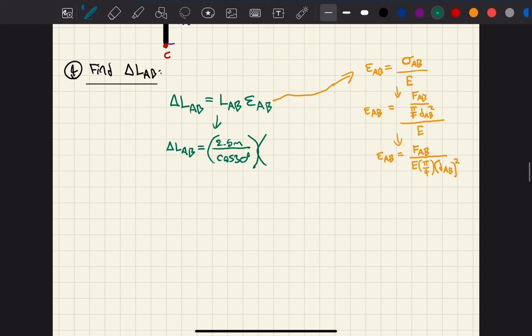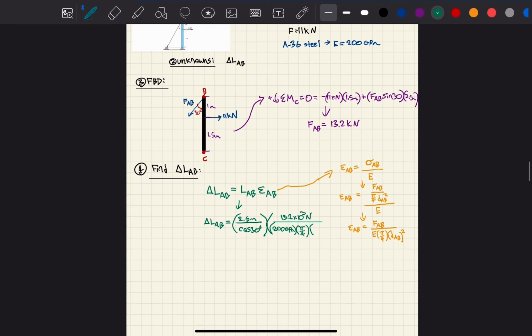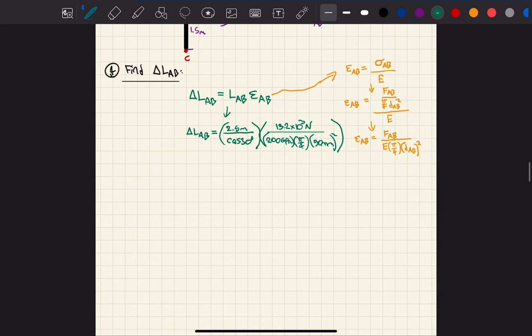I'm going to end up getting, my force is 13.2 times 10 to the power of 3 newtons, divided by my elastic modulus, which is 200. It should be megapascals, but I'll keep it in gigapascals because of the space. Multiplied by pi over 4, multiplied by my diameter of the wire, which is 50 millimeters, squared. And perfect, you have all your values, and now you can just plug and chug.